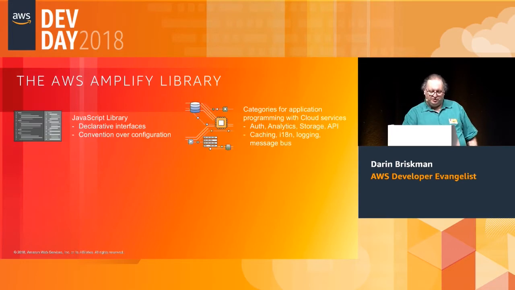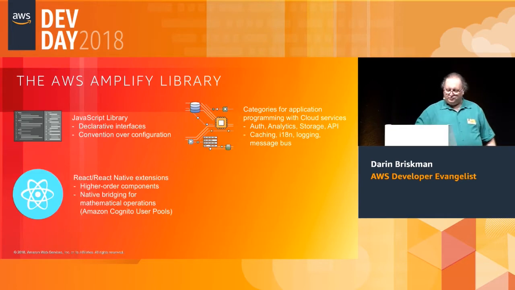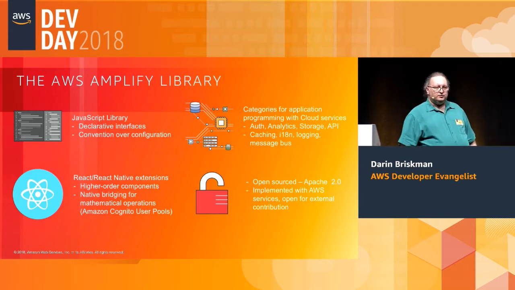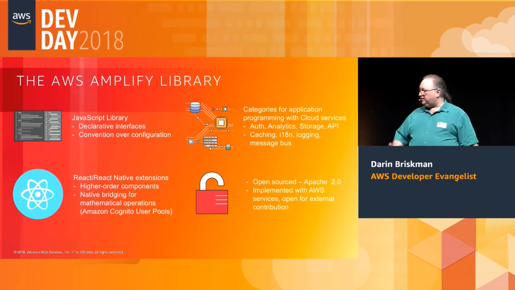There are libraries in there. There's a JavaScript library. There are categories for auth and analytics and stuff you'd expect. There are React Native extensions. And then, of course, it's all been open sourced. So we have all of these tools to go ahead and write this stuff.